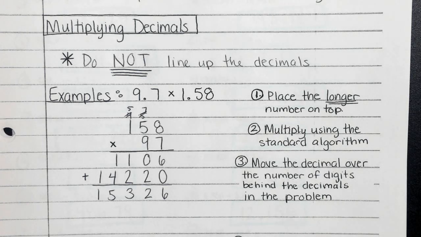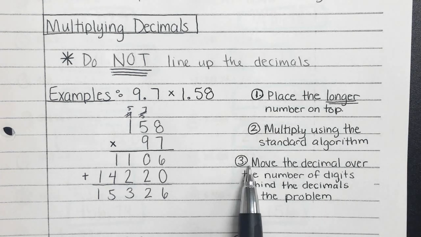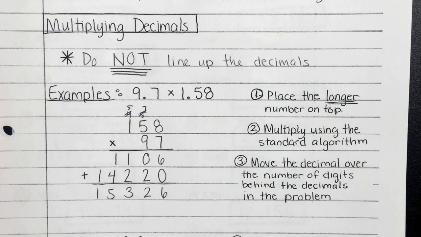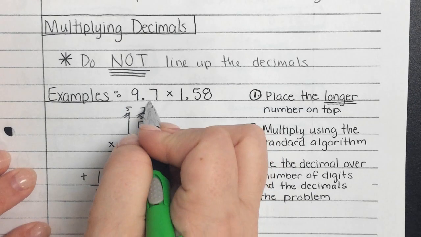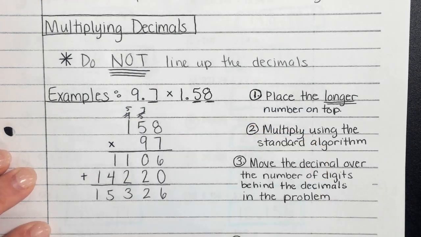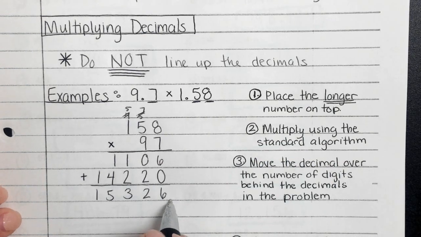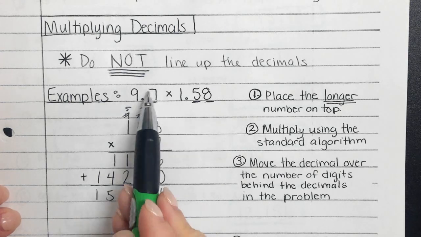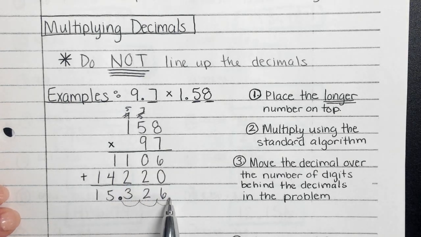We multiplied like regular. And then it says number 3. Move the decimal over the number of digits behind the decimal in the problem. So Brianna, how many places am I moving it? 3, because I have 1 number behind the decimal, 2, and 3. So I'm going to pretend it's at the very end of the number, and I'm going to move it over. 1, 2, 3. If there are 3 numbers behind the decimal in the problem, I should have 3 numbers behind it in my answer. Do I have 3? Yes. So are we good?